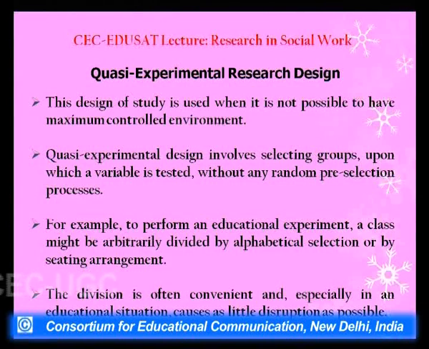For example, I've just taken an example. Let's say we want to perform an educational experiment. We want to see whether one type of teaching pedagogy is more effective when we are working with special children as compared to another one. We can just divide a class of special children by alphabetical selection or by seating arrangement, you see. So there is no random pre-selection process. You don't really create any kind of specialized groups to study the intervention. The division is often convenient, and especially in an educational situation causes as little disruption as is possible.